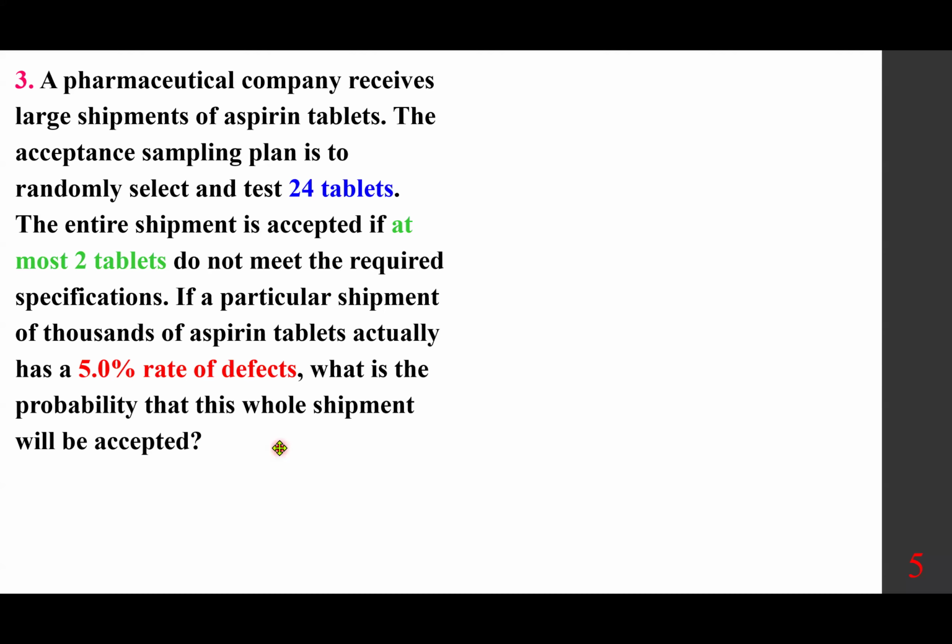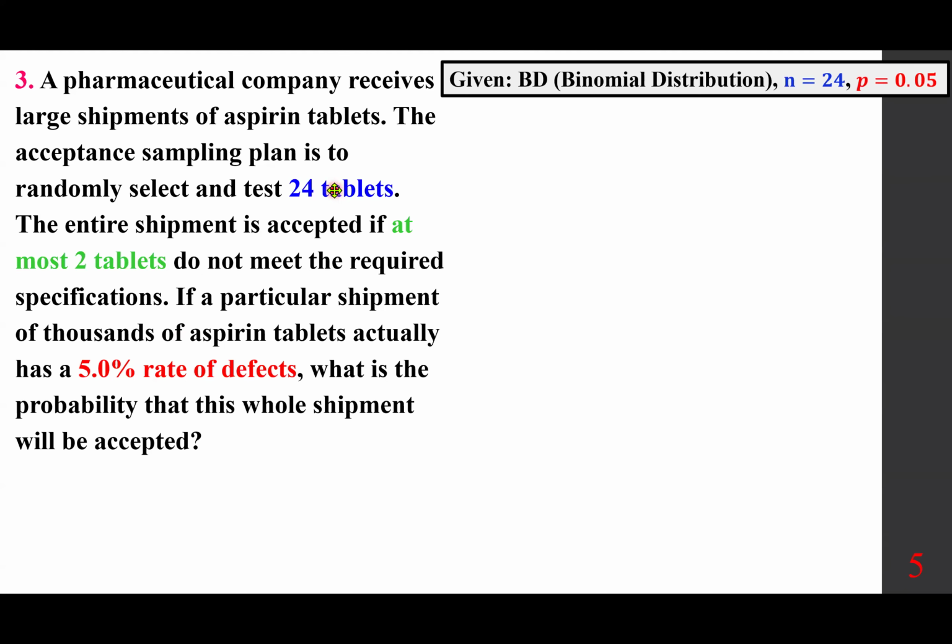So let's see what we are dealing with here. It's important to understand we are dealing with binomial distribution because there are 2 outcomes. It's either defective or not. So that's a BD, binomial distribution. How many tablets? N. We're going to test N equals 24. What is the probability of defect? P is 0.05. Again, remember, P is the probability of success, but doesn't necessarily mean negative or positive connotation.